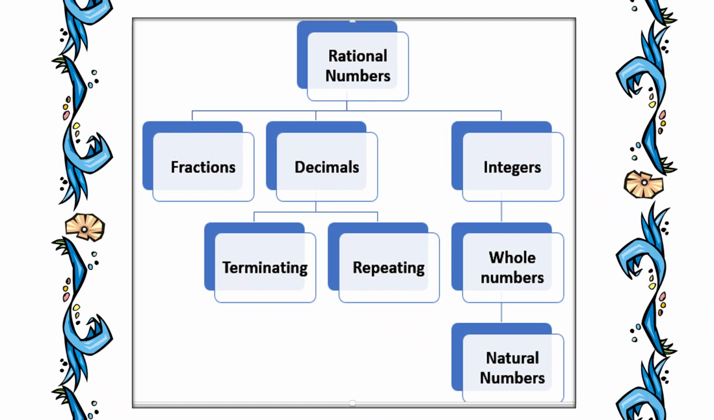Look at the flow chart. The biggest set of numbers is the rational numbers. Under that come fractions, decimals, integers, and under integers the whole numbers come, and under whole numbers the natural numbers come. Under the decimals we have terminating decimals and repeating decimals.